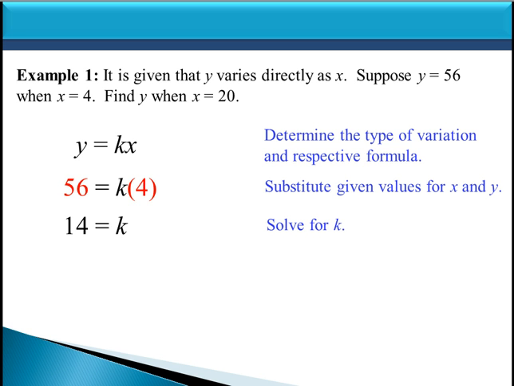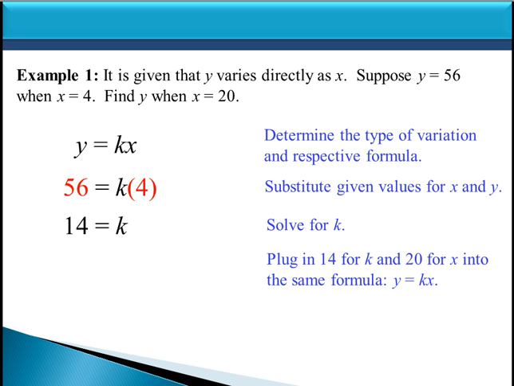So now we're going to use that formula again, but this time we're going to use the value of k that we just found. And then what we're trying to find is, what is y when x is 20? So we're going to plug 20 in for x, along with the 14 we found for k. And if we solve this for y, that will tell us what y is when x is 20. So we get y equals 280.